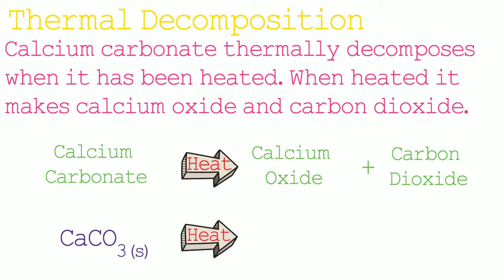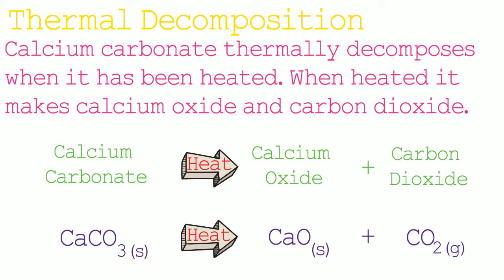Then when heat is applied, we get calcium oxide, which has the chemical formula CaO, so it has calcium and oxygen, one of each of those particles, and then we get carbon dioxide, which is carbon and 2 oxygen atoms. The subscripts in this chemical formula indicate what states the different substances are in. So we see that calcium carbonate and calcium oxide are both solids, and the carbon dioxide is a gas.